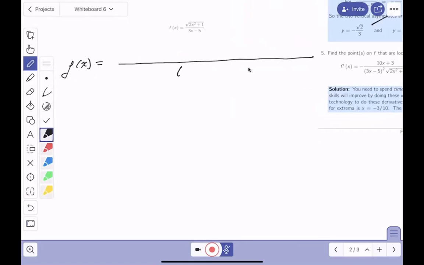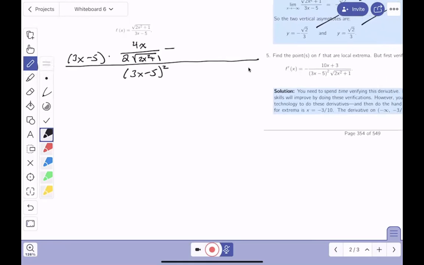Square the bottom. Bring the bottom to the top, times the derivative of the top. Well, that's not easy, but I can write it down for you. It's going to be 2, and then when you get there, 4x. We'll take care of that later. Minus the top times the derivative of the bottom, which is 3.